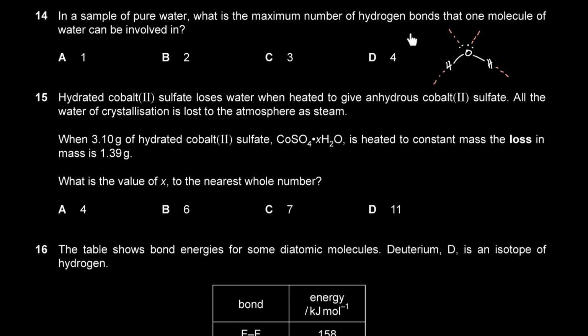The maximum number of hydrogen bonds that one molecule of water can be involved in is 4. And that's exactly what we see in the structure of ice.